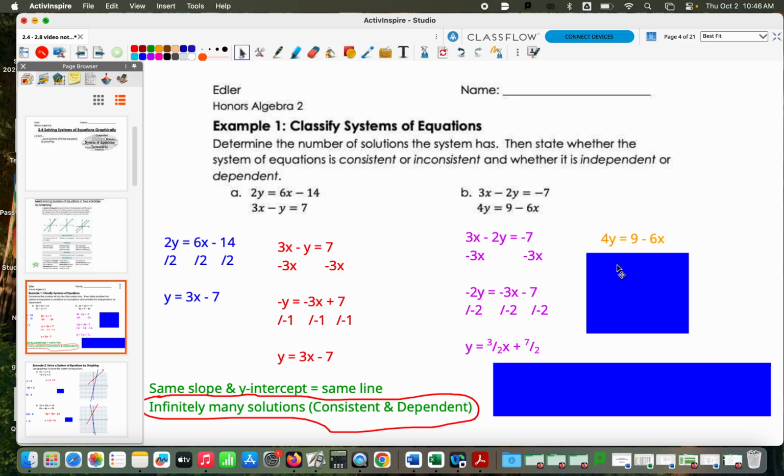Let's compare it to the other one. On this one, you just need to divide by 4. Divided by 4, I just left the 9 over 4. I put that second because that's the y-intercept here. The -6 over 4, if you reduce it, just becomes -3 over 2.